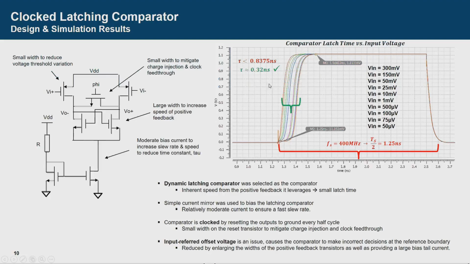And the simulation results are on the right, and you can see that I've input voltages ranging from full scale 300 millivolts down to 50 microvolts, and you can see that the latch time is well within the half period evaluation phase of the clock period. The time constant is less than 0.8375 nanoseconds and is roughly 0.3.